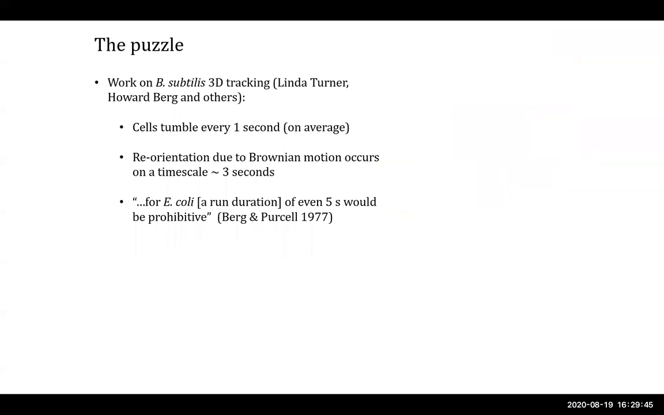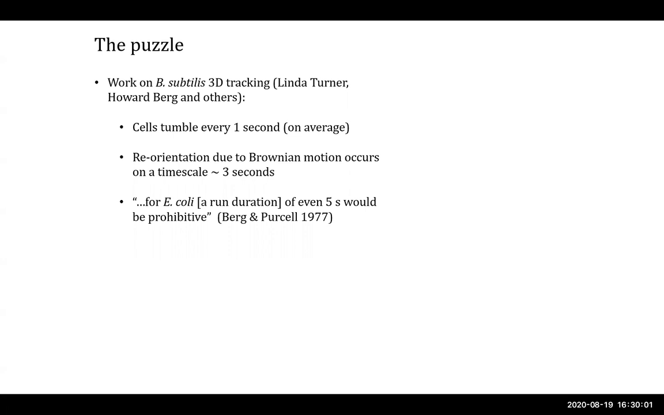So this is the puzzle. Linda Turner, who's working in Howard Berg's lab, has tracked B. subtilis and found that the cells tumble once every second, more or less on average, and that's a bit like E. coli. B. subtilis reorients due to Brownian motion every 3 seconds or so.